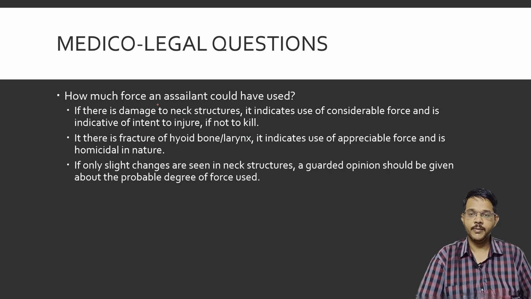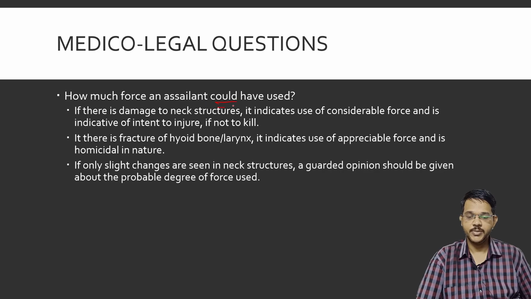The next medical question is how much pressure has been used. The assailant may plead that he did not intend to kill. So we have to know how much pressure was applied, based on how much bruising or hemorrhage is seen. If there is damage to neck structures, it indicates that considerable force was used and there was intent to injure, but he may not have had intent to kill.